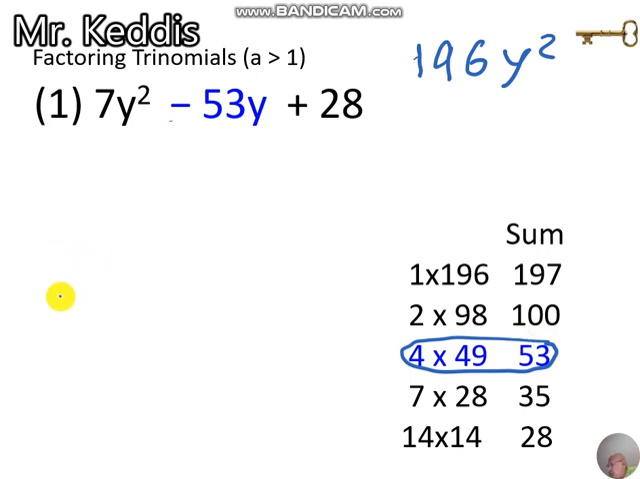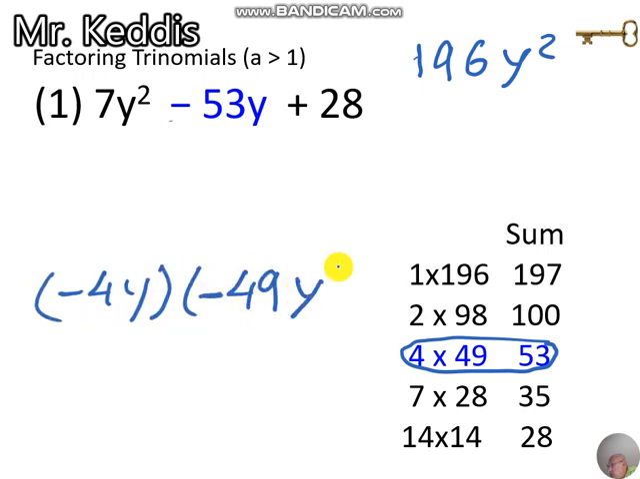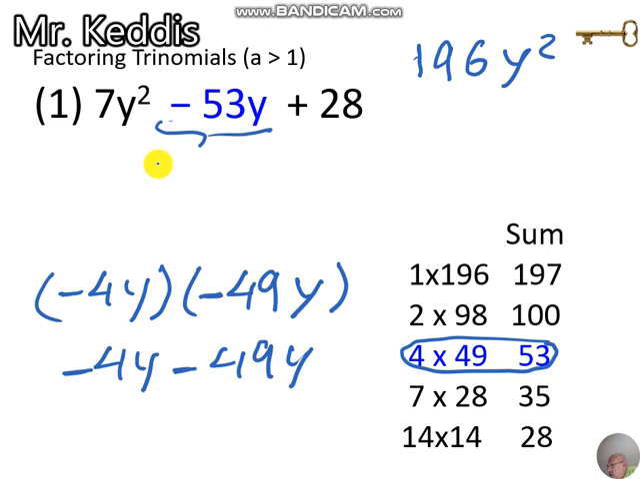It could be negative 4y times the negative 49y. Because here the sign is negative, both are negative, and when I combine them, I get negative 53: negative 4y and negative 49y. I'm going to replace the negative 53 with negative 4y and negative 49y.